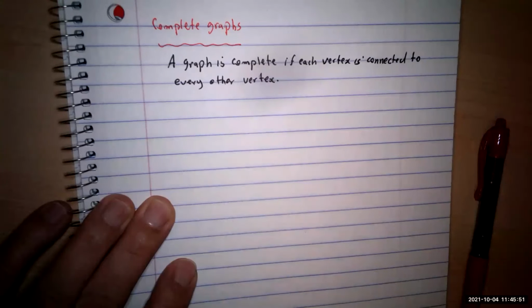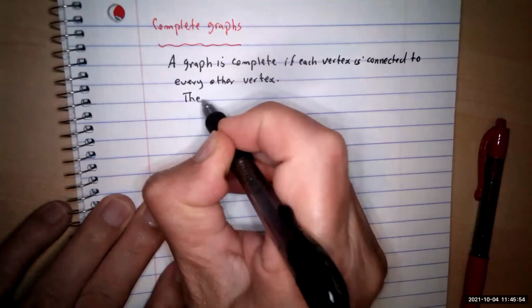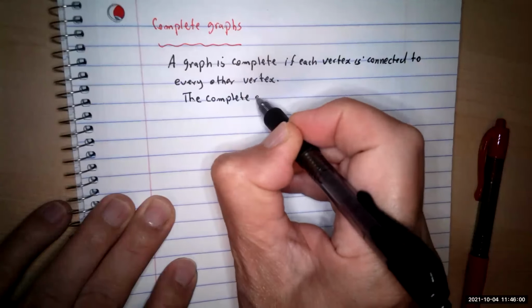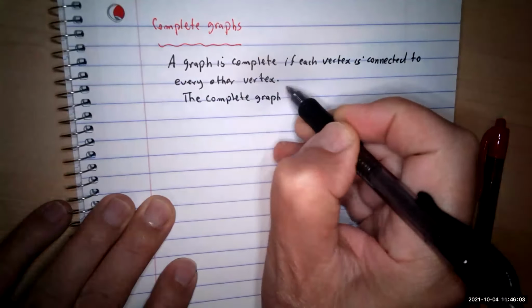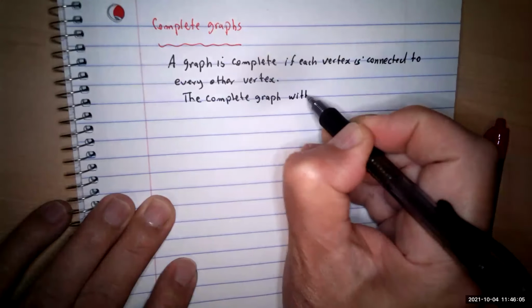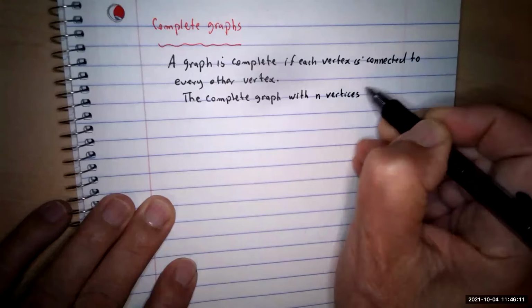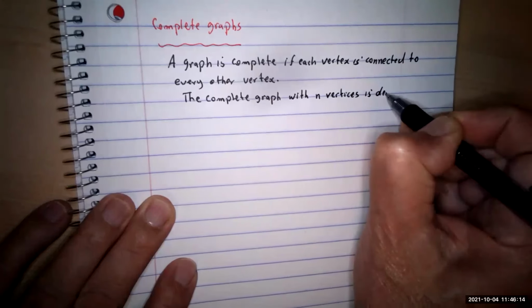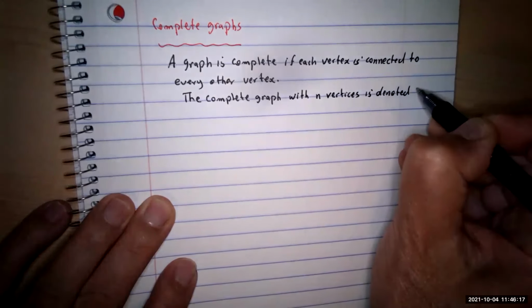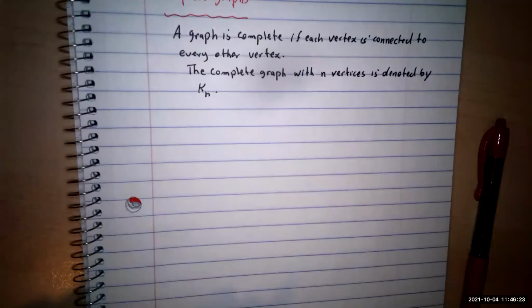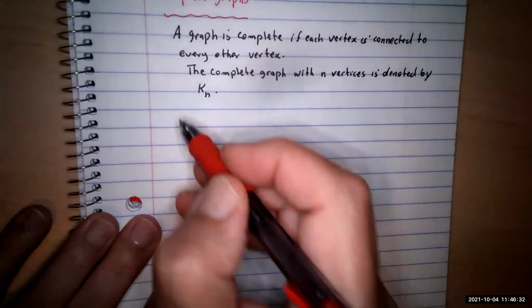So we have a special notation for it. You must know this notation. The complete graph with n vertices is denoted by Kn. So you must know that Kn is a complete graph. You should be able to graph it. We may ask you to draw this graph, so get familiar with these.